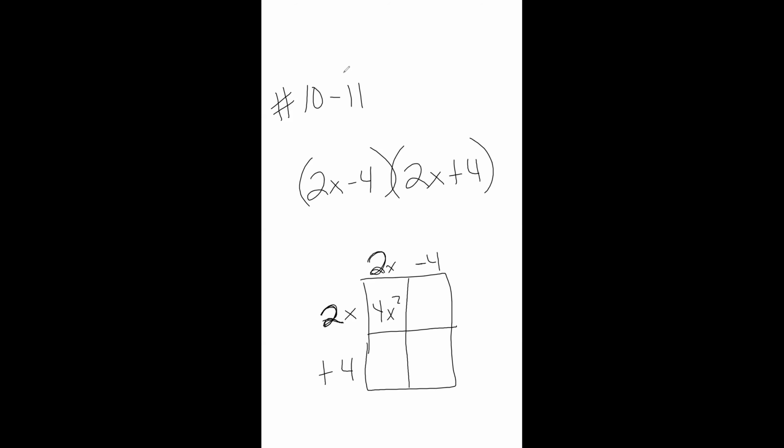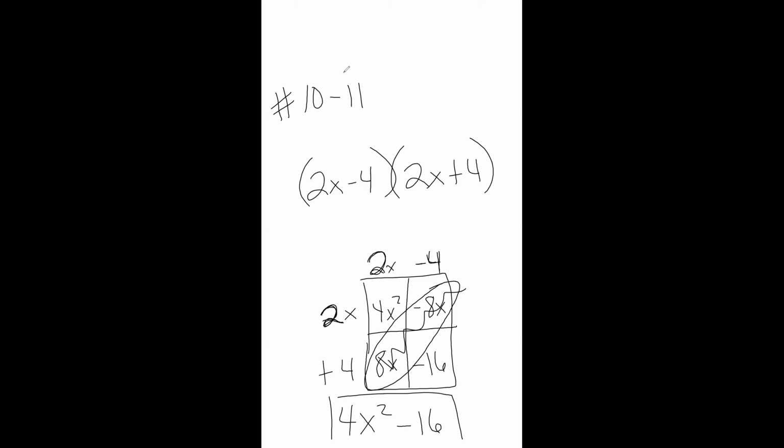2 times negative 4 is negative 8x. 2 times 4 is 8x. And 4 times negative 4 is negative 16. So we have 4x squared. But look what happens. We have 8 minus 8, or 8 plus negative 8. It's the same thing. 8 minus 8 is 0. So there's nothing there. So we don't write anything. We just add this negative 16 and we're done.